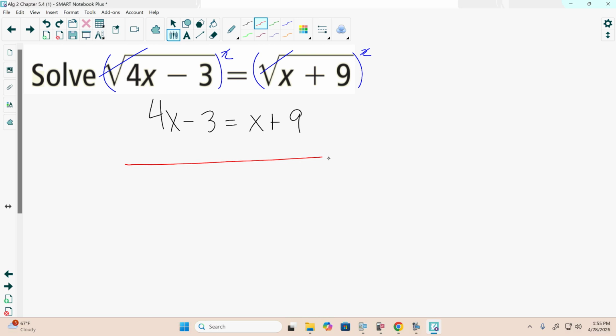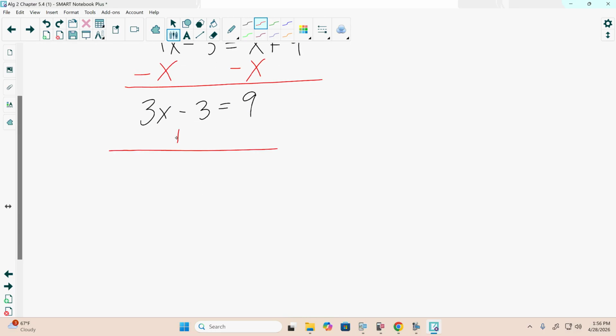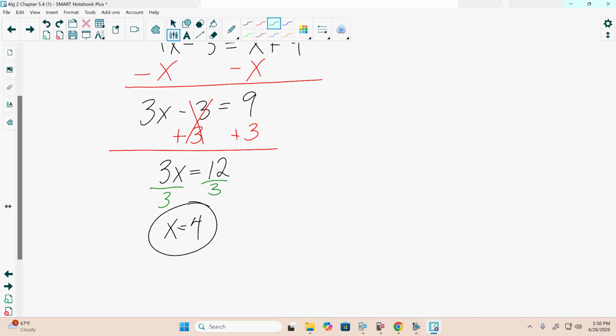So what can we do next? Well, we could add 3, we could subtract 9, we could subtract 4x. It doesn't really matter. So if we want to subtract x first, that's fine. 4x minus x is 3x, minus 3 is equal to 9. But once we do that first one, it kind of tells us what the next steps have to be, or should be. We add 3, telling us 3x is equal to 12. Divide by 3, so x is equal to 4. We agree? We ready for the next one?